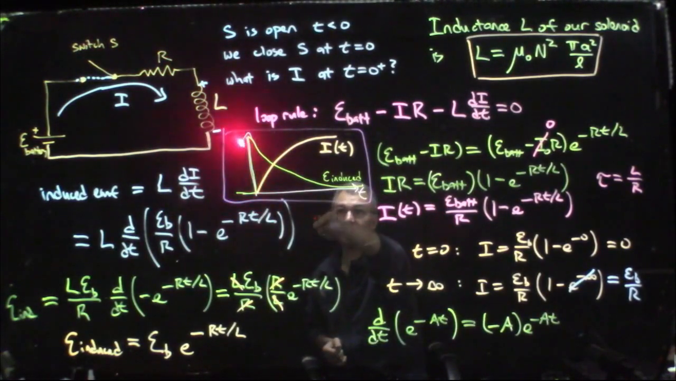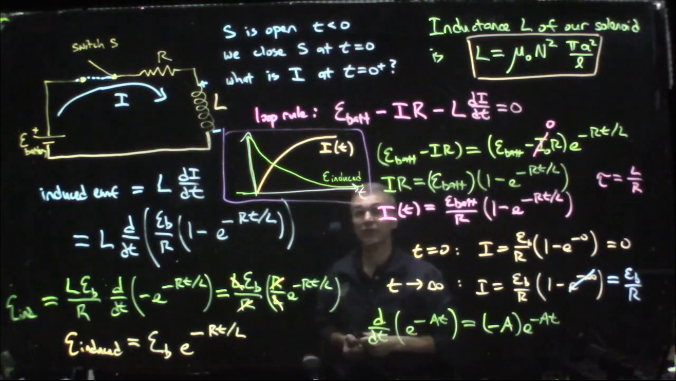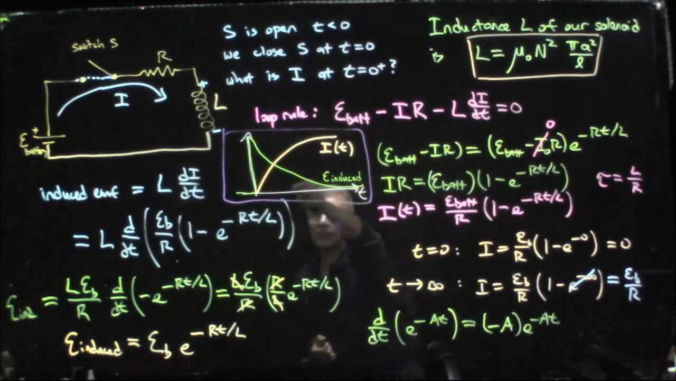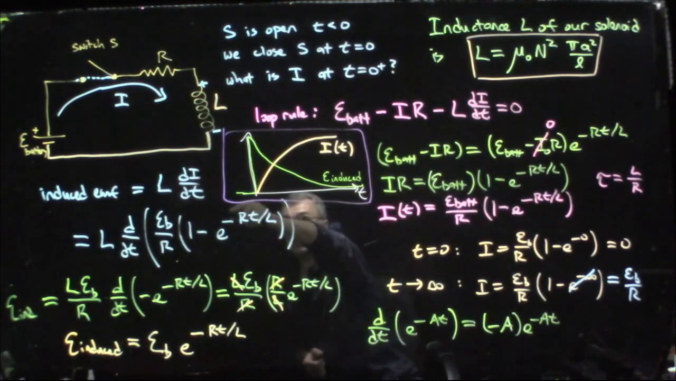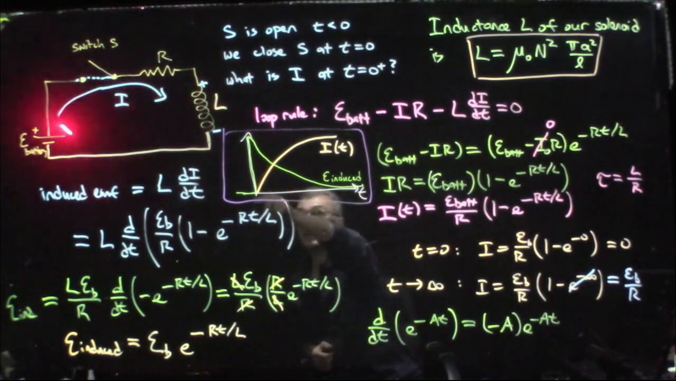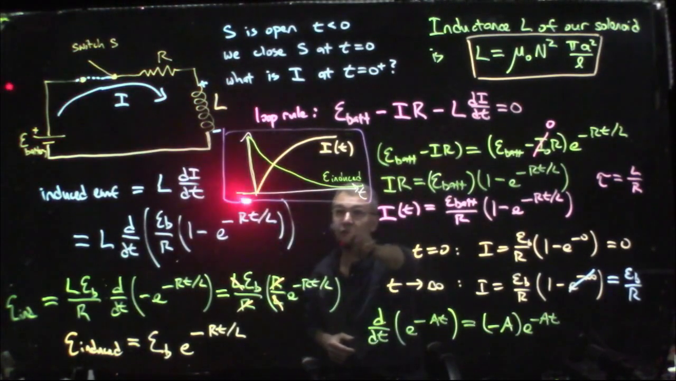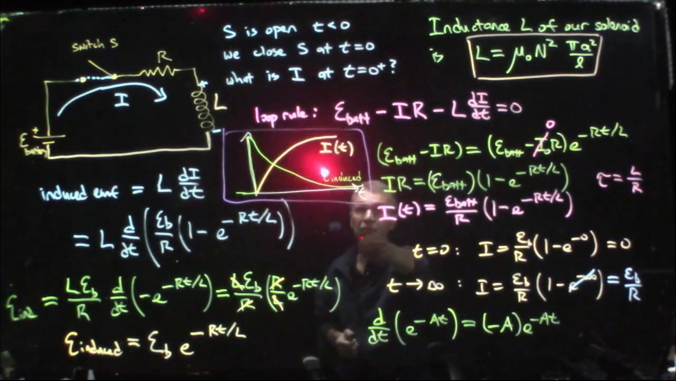And that induced EMF is the same size as the battery voltage initially, and then it's decreasing exponentially, and then after a long time that induced EMF reaches a magnitude of 0. But it makes sense that this terminal of the inductor is at a higher potential than this terminal of the inductor because it's trying to produce a counterclockwise current to oppose this clockwise increase in current. And that's true because this current is always increasing. And then eventually that rate of increase becomes 0, so the induced EMF becomes 0.